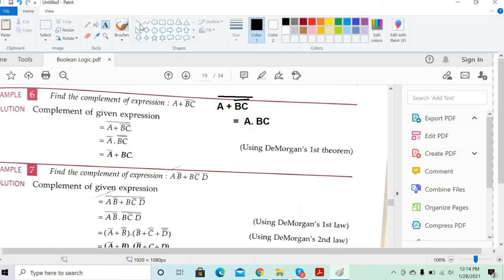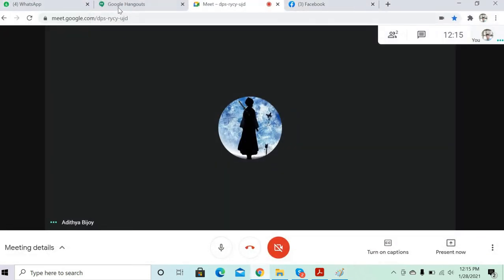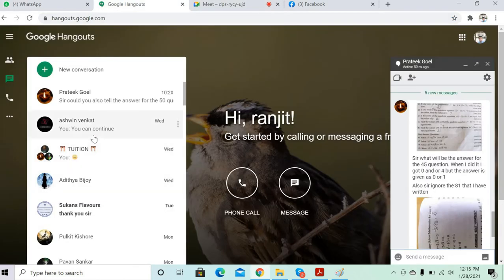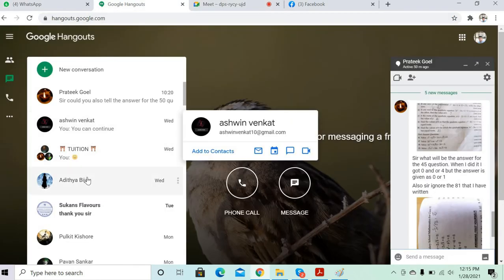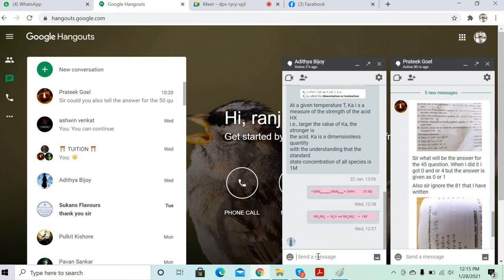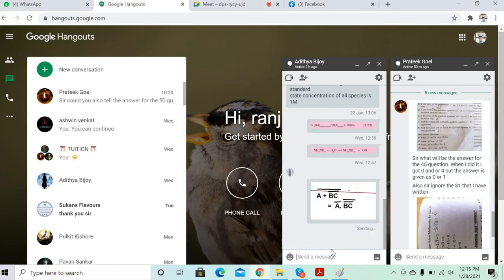I'll just send you this part so that you remember De Morgan's first principle. We just need to apply that first principle. If you understand this part, then it will be easy. So just think in this way. Got it now? This part?